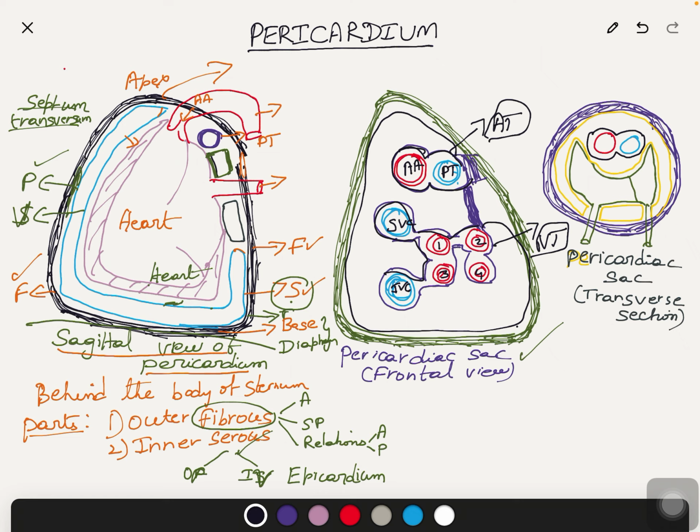Now we will see features within the serous pericardium. We have two sinuses between the serous pericardium. The sinuses may be asked as short notes for you. One is the transverse sinus, and two is the oblique sinus. Here, this is the transverse sinus and this is the oblique sinus.